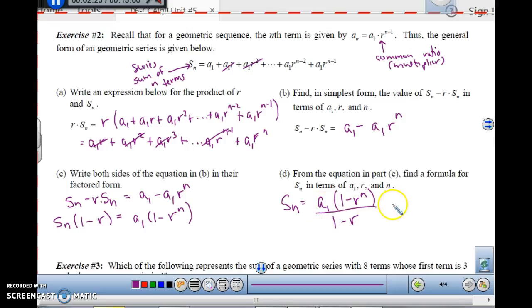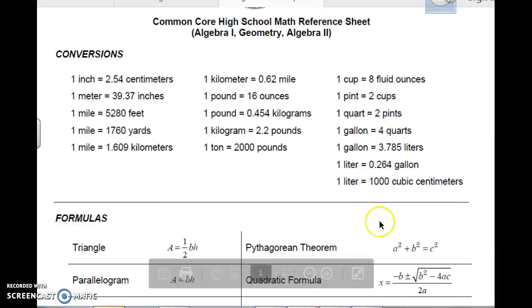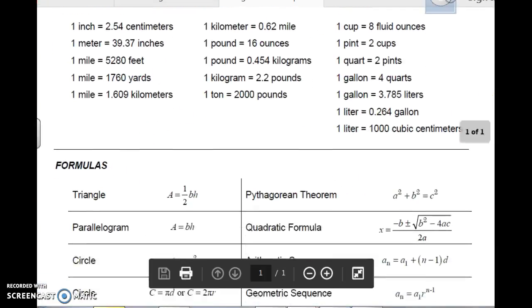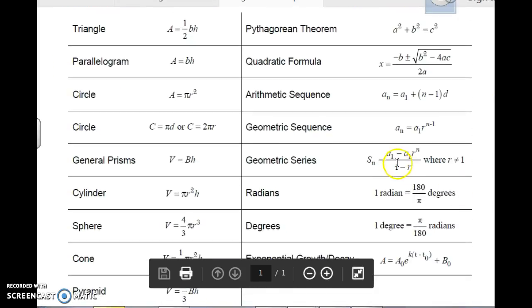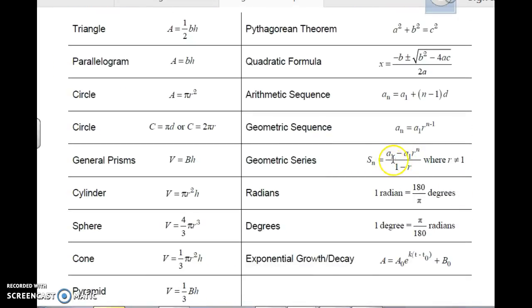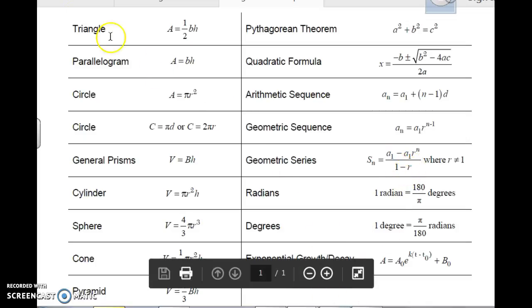Now you can see it like this, or you may see it on the Regents reference sheet with the a1 multiplied through. So on the Regents reference sheet, you would see S of n equals a1 minus a1r to the n over 1 minus r. So if I put up the Regents reference sheet here, and we go down to the geometric series, you can see this is the same formula. They just distribute the a1 through the equation. So it doesn't matter which one you want to use, it's up to you. You can use either formula because they mean the same thing.